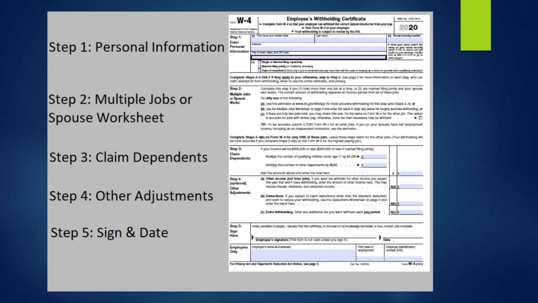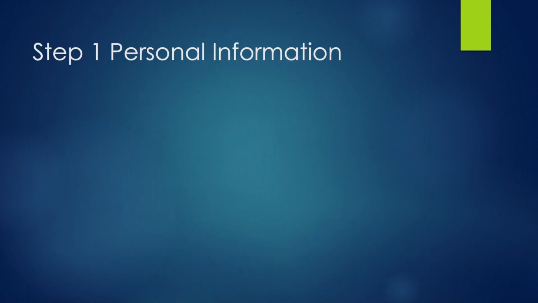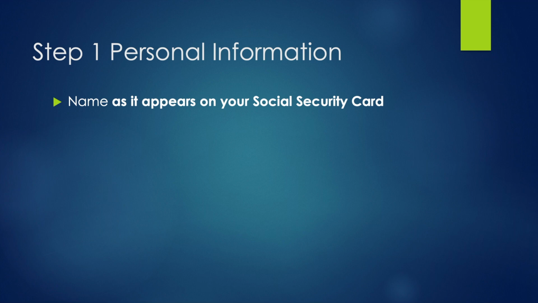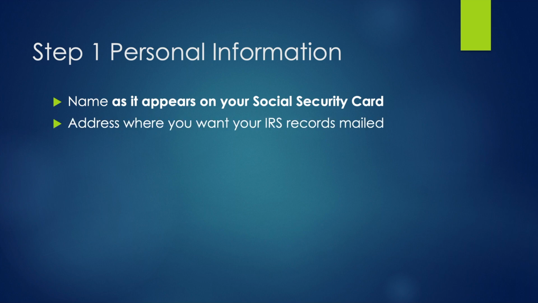Now in step 1, the first thing, of course, is you're just going to enter your name, which seems very straightforward, but I want to emphasize that you need to enter your name as it appears on your Social Security card. So if you've been recently married and you haven't changed your name on your Social Security card yet, you would need to list your former name because you absolutely want and need for your name on your W-4 to match what is on your current Social Security card. For your address, you want to list the address where you want your IRS records mailed.